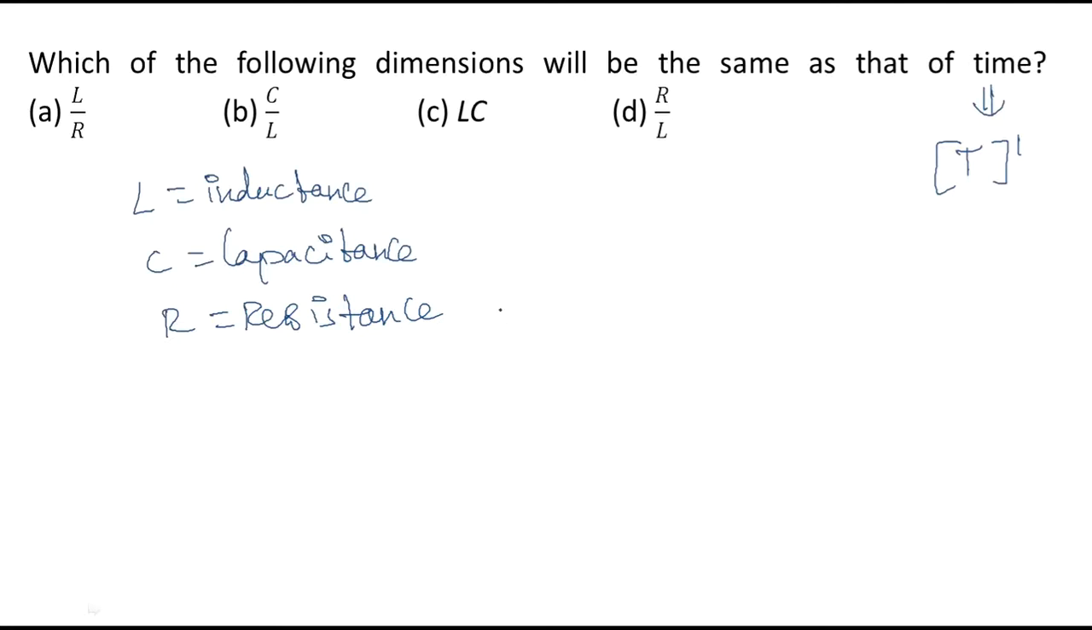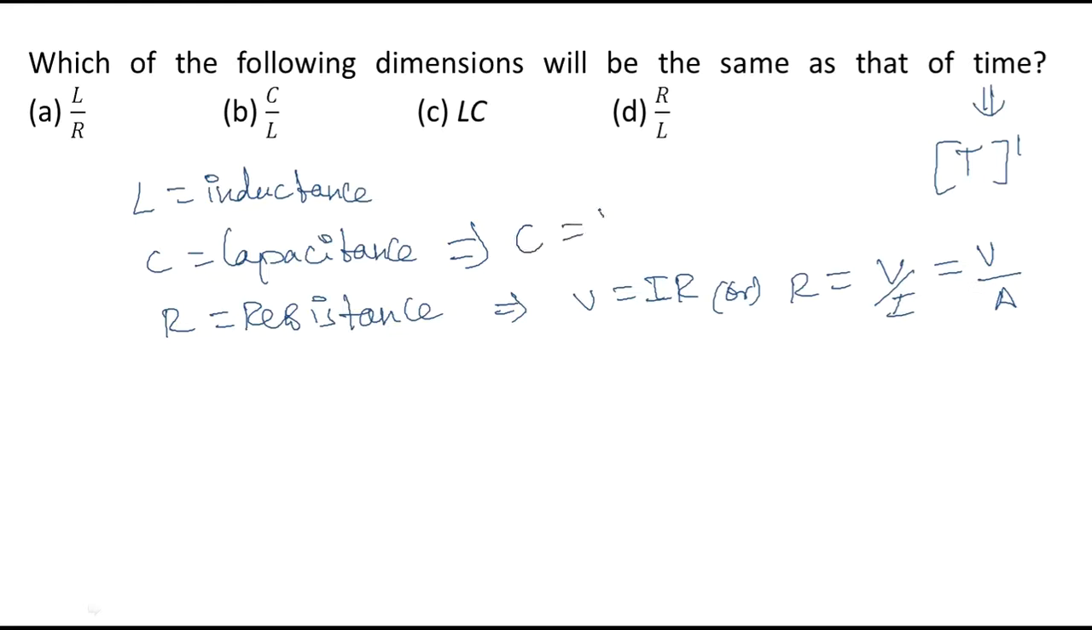So we know the formula for resistance according to Ohm's law. V equal to IR, or R equal to V by I. So the dimensions of R is nothing but V by I, that is volt divided by ampere. Then coming to capacitance, C is equal to Q by V. Q equal to I into T, by V. It's nothing but ampere time divided by volt. These are units, normal units, not dimensions, because the dimension for volt will be different.